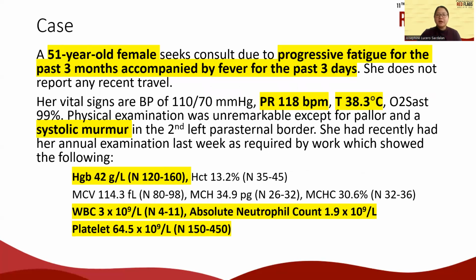Going back to the case, I have highlighted the details of importance: her age, symptoms, the duration, her vital signs and examination findings, and her laboratories are pertinent for a hemoglobin of 42, WBC of 3 with an absolute neutrophil count of 1,900, and platelets of 64.5, all pointing to pancytopenia.